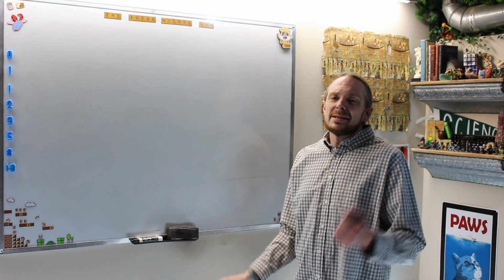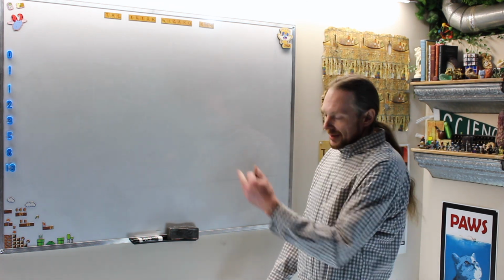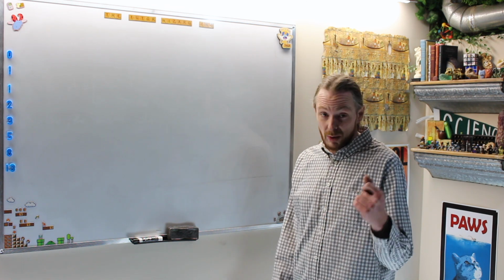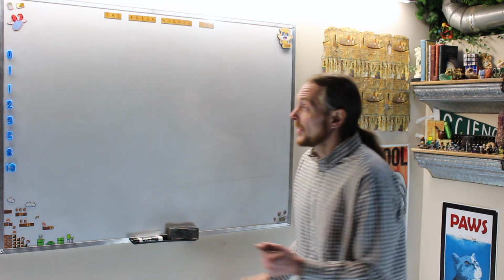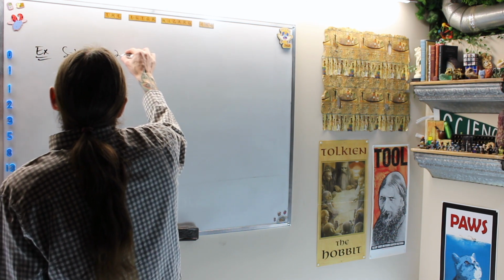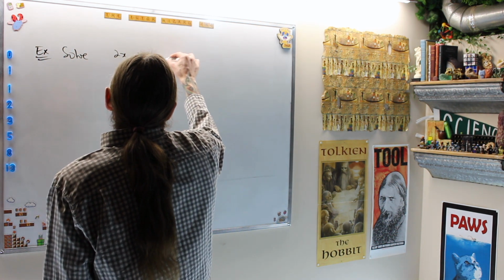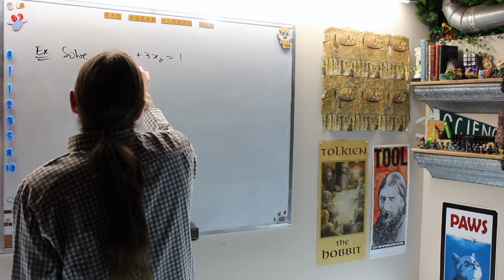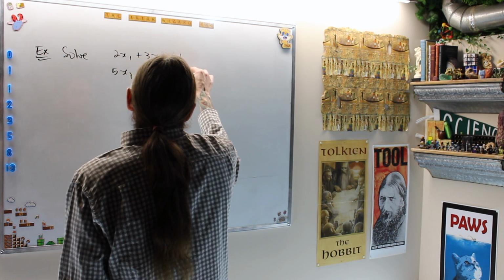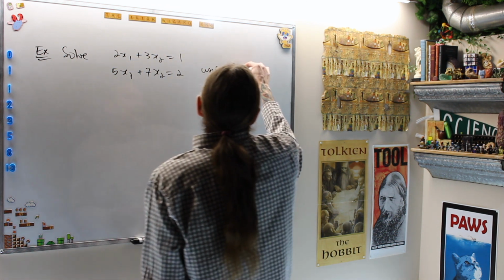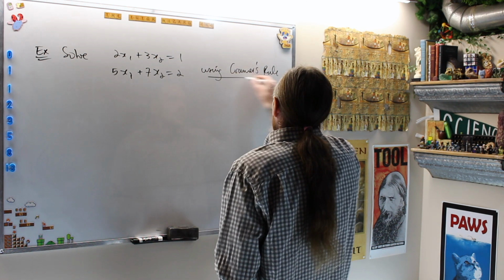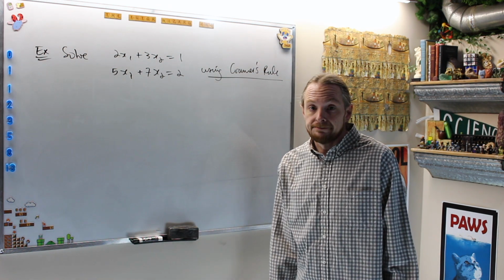Let's do an example. We use the same system we just used in the last one, and we did it two other ways, and we'll see that this third way, or Cramer's rule, will actually compute the same thing as well. Example: solve 2x1 plus 3x2 equals 1 and 5x1 plus 7x2 equals 2 using Cramer's rule, or the ratio of determinants. All right.